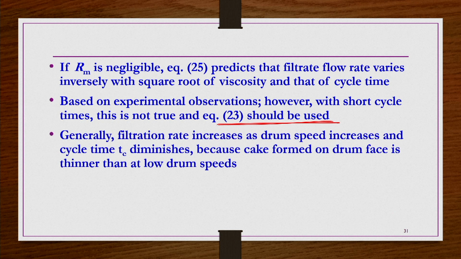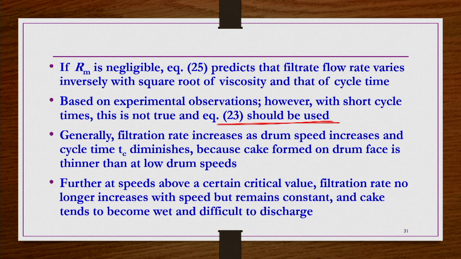Generally, filtration rate increases as drum speed increases and cycle time Tc diminishes, because the cake formed on the drum face is thinner than at low drum speeds. Further, at speeds above a certain critical value, filtration rate no longer increases with speed but remains constant, and the cake tends to become wet and difficult to discharge.